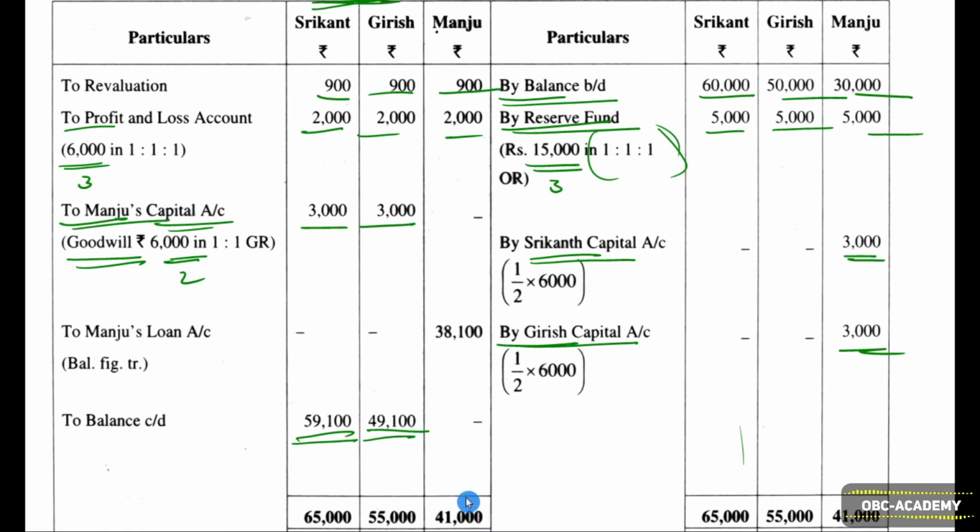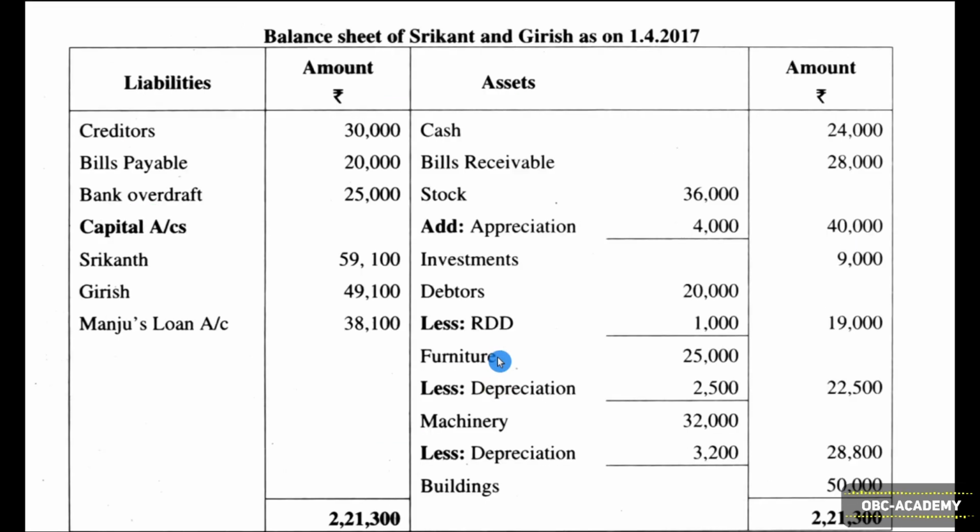But for Manju, you should not enter here because he is discontinuing from the business, right? So you have to create a separate account. The separate account is Manju's loan account. So this is the account which you are maintaining now to transfer the amount that belongs to Manju. The amount which belongs to Manju is 41,000 minus 900, 2,000. You'll get 38,100. So now we'll move on to the balance sheet.